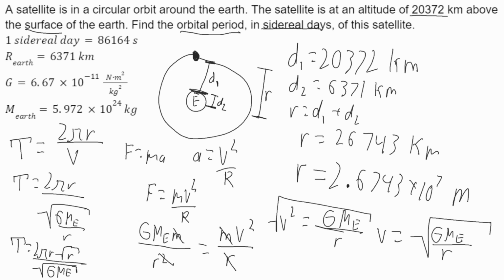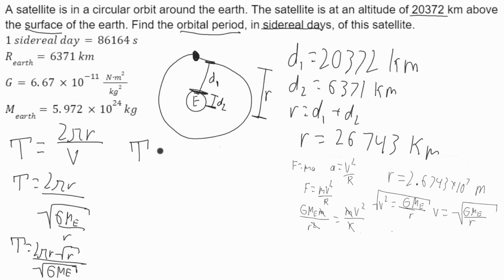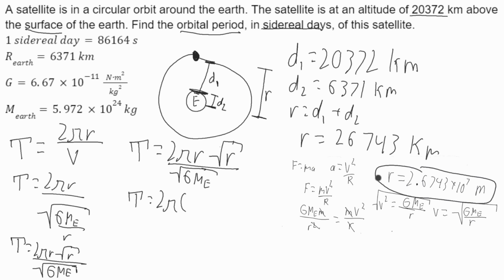I'm going to make myself some room to plug in the numbers. I'll write this a little bigger. Period will be equal to 2 pi r root r over root G times the mass of the Earth. So the period will be equal to 2 pi. And again, this r will be the total distance from the center of the Earth to the satellite, which will be this number here. So this will be 2.6743 times 10 to the 7 meters.